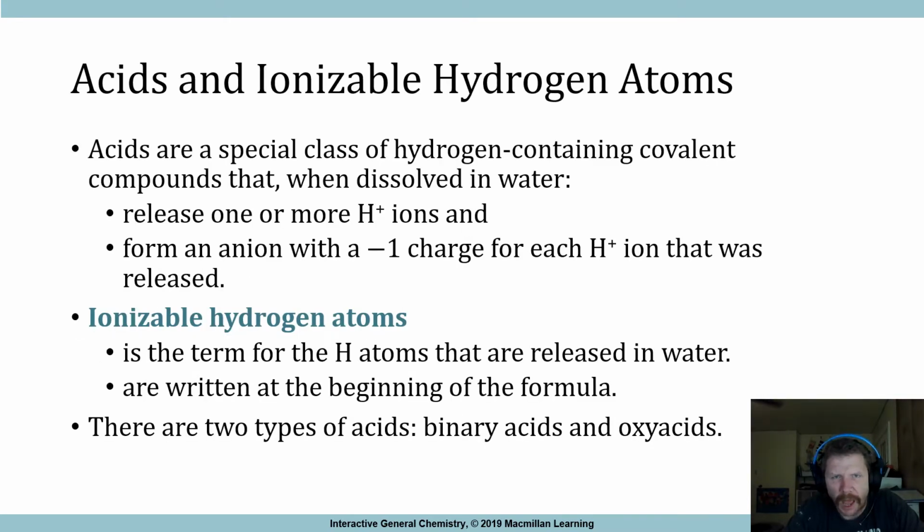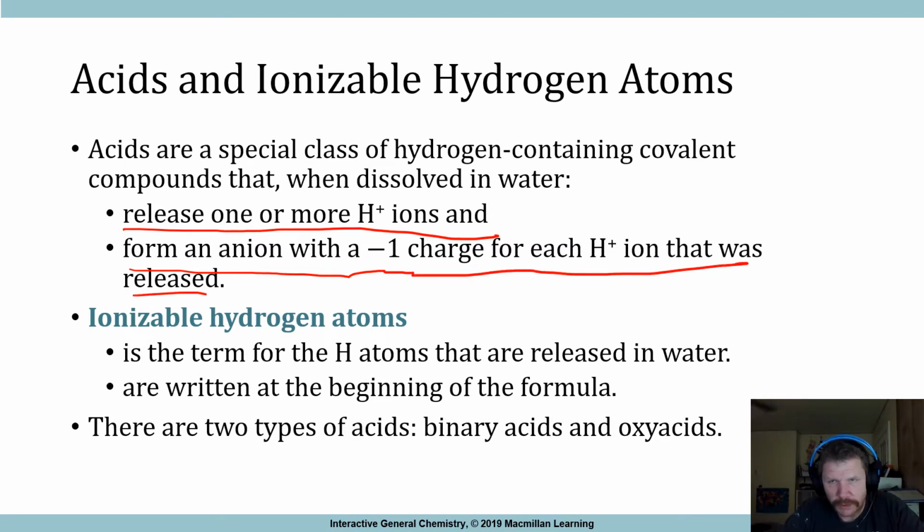Okay, acids and ionizable hydrogen atoms. Acids are a special class of hydrogen-containing covalent compounds that, when dissolved in water, release one or more hydrogen ions and form an anion with a -1 charge for each hydrogen ion that was released. So essentially, you lose a hydrogen ion, well, you were electronically neutral. When you lose a positive, what does that mean? You're negative. Okay, if you lose 2 positives, that means you're 2 negative.